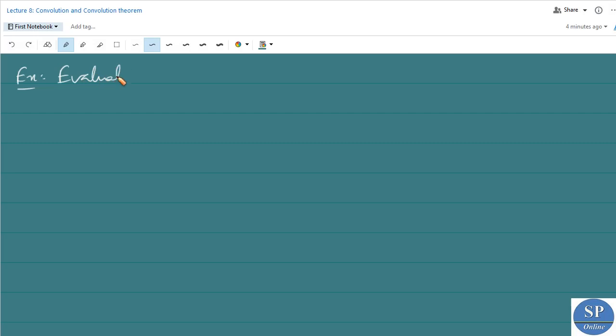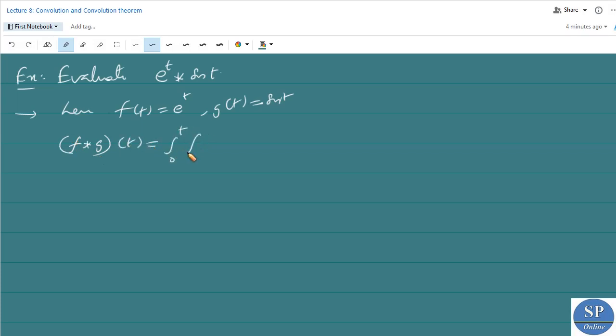Evaluate e power t star sin t. That is, we have to find the convolution of the functions e power t and sin t. Here f of t equal to e power t and g of t equal to sin t. We have the convolution f star g of t, which is nothing but the integral from 0 to t of f of tau g of t minus tau d tau.